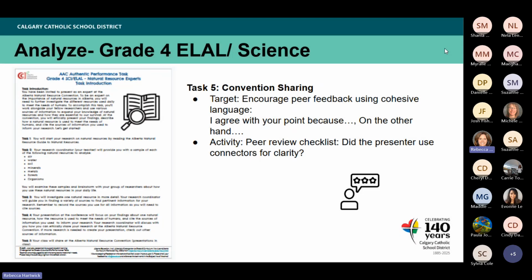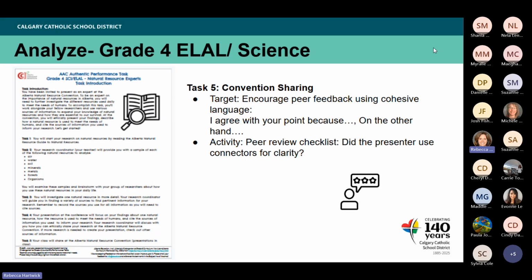And then task 5 is the convention sharing. So this part encourages peer feedback, and we could encourage our feedback to be using cohesive devices. So maybe the audience would have some feedback sentence starters and say, if you'd like to give feedback, I'd like you to start with, I agree with your point because, or I do not agree with your point because. And so then again, practice using those cohesive devices.